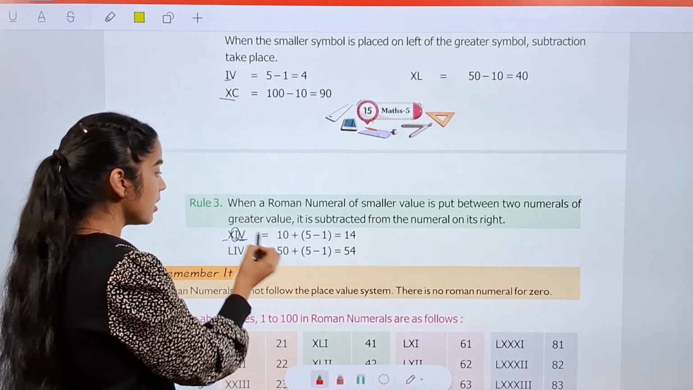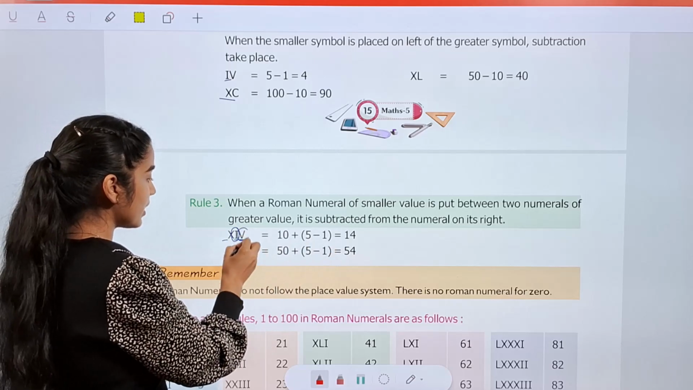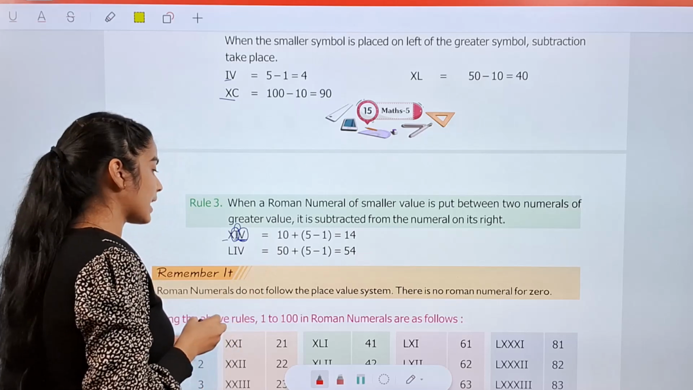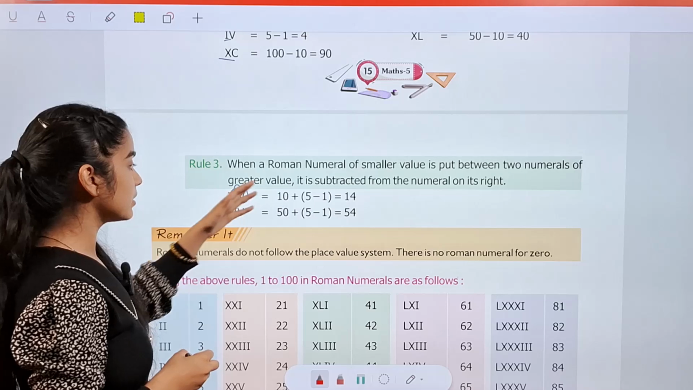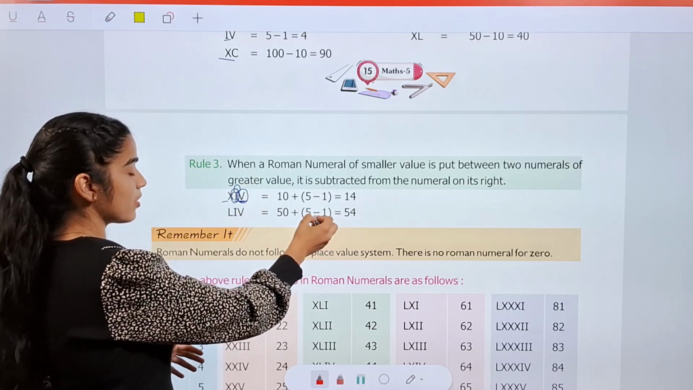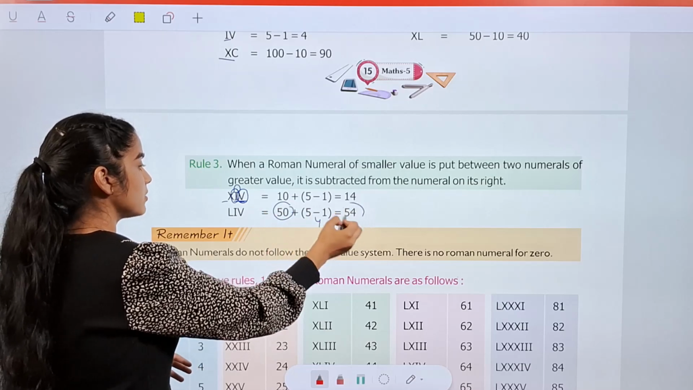So what we do here, we are subtracting 5 minus 1, because this is 5 and the smaller number is on the left-hand side, so we have to subtract it. Now we have to repeat the same process we followed in question number 1. Now 5 minus 1 is 4, and 50. So 50 plus 4 is 54.